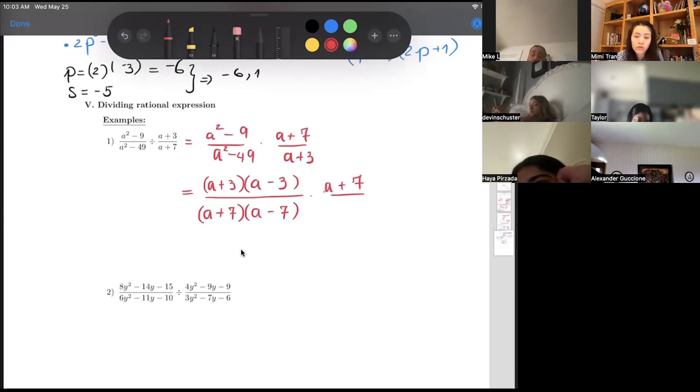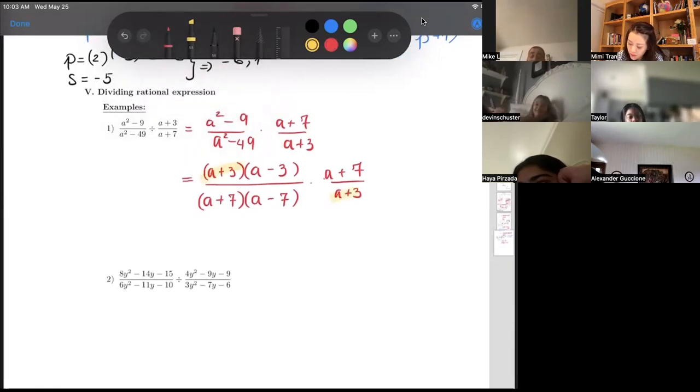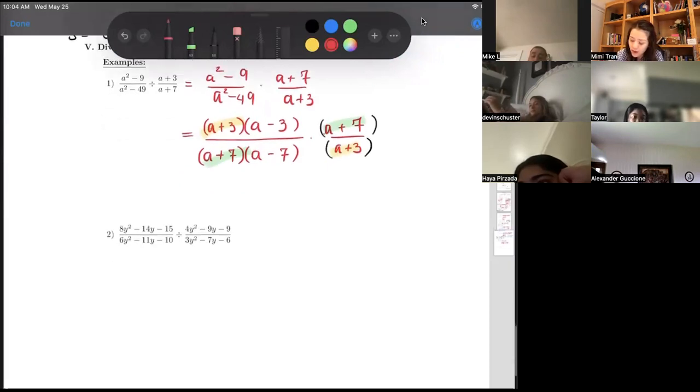Make sure you write the one that you flipped, right? A plus 3. So a plus 3 cancel. What else? A plus 7 cancel. Again, if you're uncomfortable, put the parentheses around those two. Now I have a minus 7. I'm sorry, a minus 3 on the top over a minus 7, which is equal to negative 3 over 7, which is equal to 3/7.